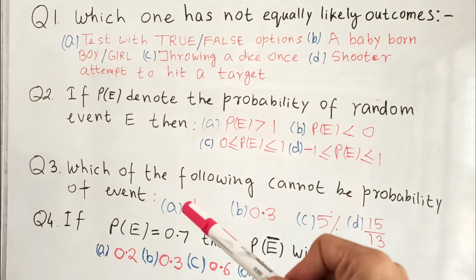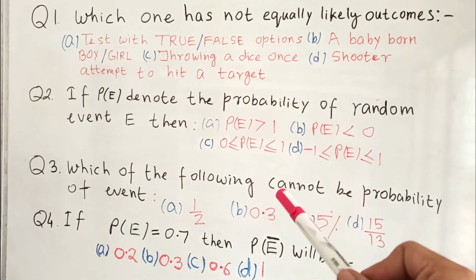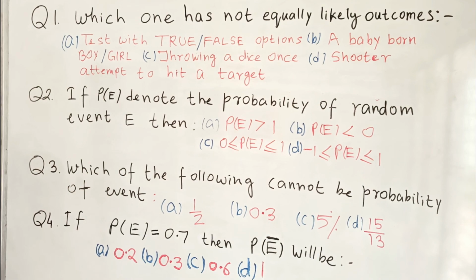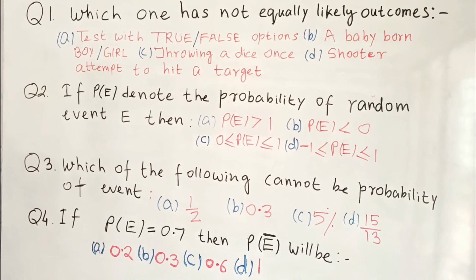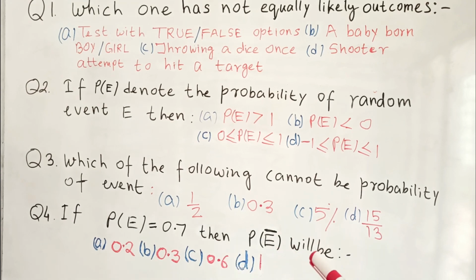Third question, which of the following cannot be probability of an event? Cannot be. Okay, pay attention. So A option 1 by 2, B option 0.3, C 5% and D option 15 upon 13. And question 4th, if P(E) is equal to 0.7, then P(E bar) will be A option 0.2, B option 0.3, C option 0.6, D option is 1.